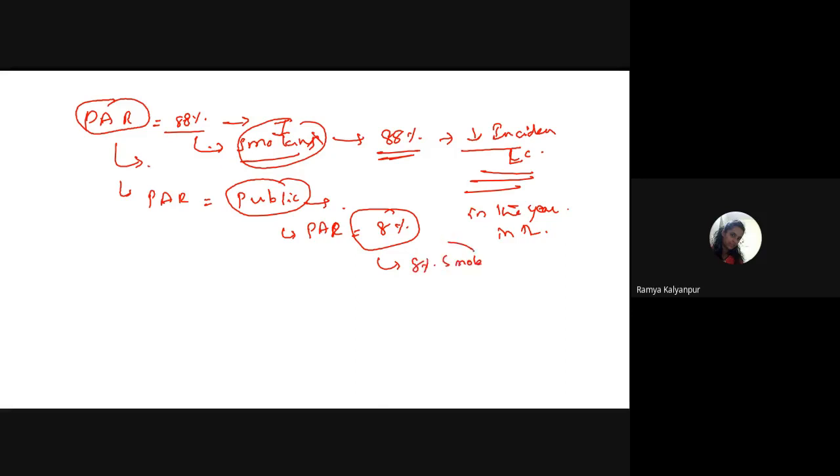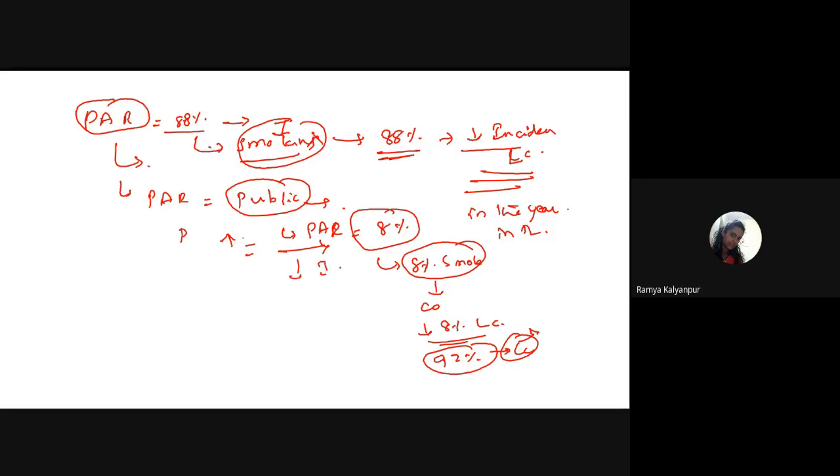For example, it has shown 8% PAR for smoking. That means if you try to stop smoking in this community, then the chance of reduction of lung cancer is only 8%. Then what about the rest of the 92%? Still that 92% lung cancer incidence will be there, but its cause will be something else. So the important message here is that if this population attributable risk value is higher, it is better to start community-based programs, and such programs will be effective in reducing the incidence of this particular risk factor or the disease.